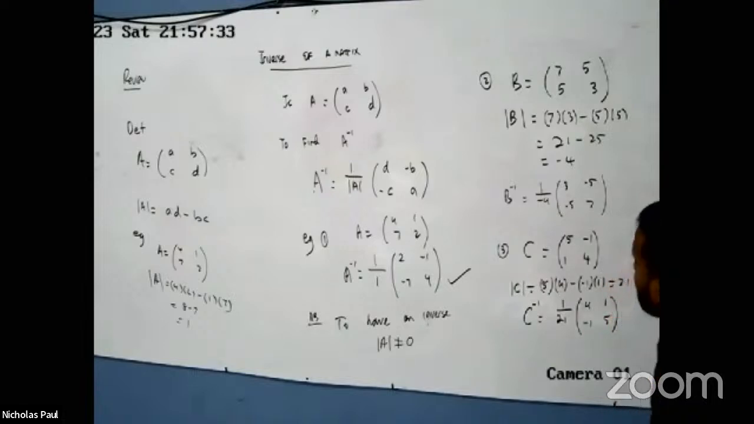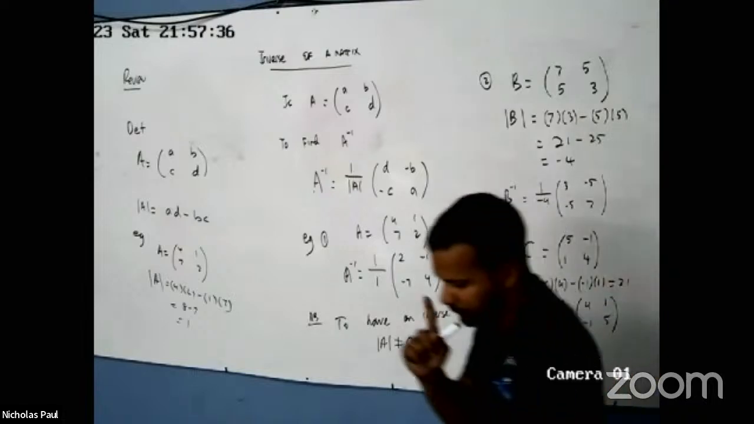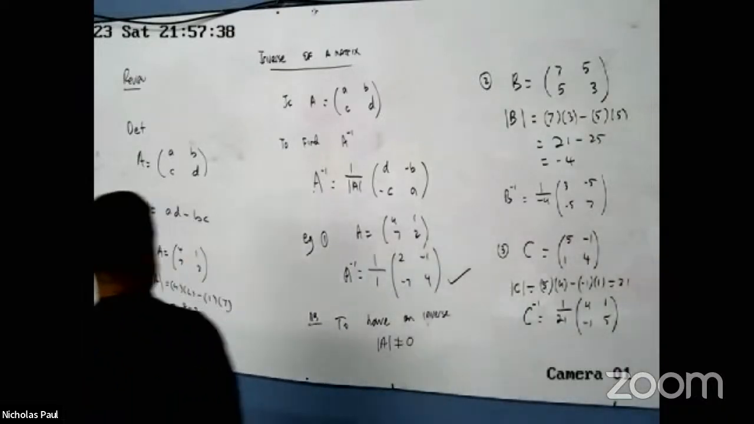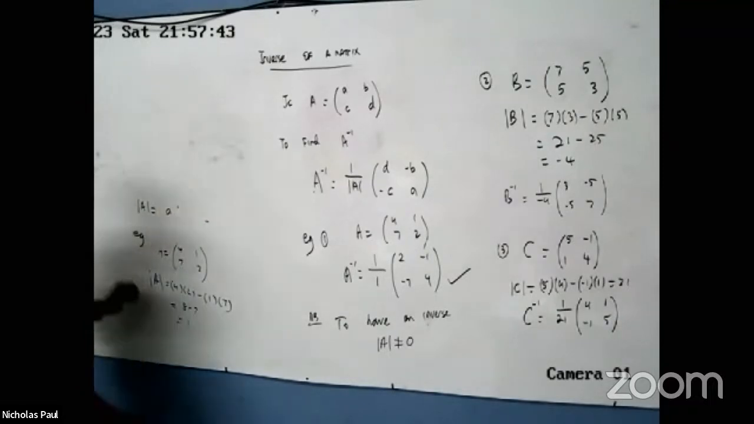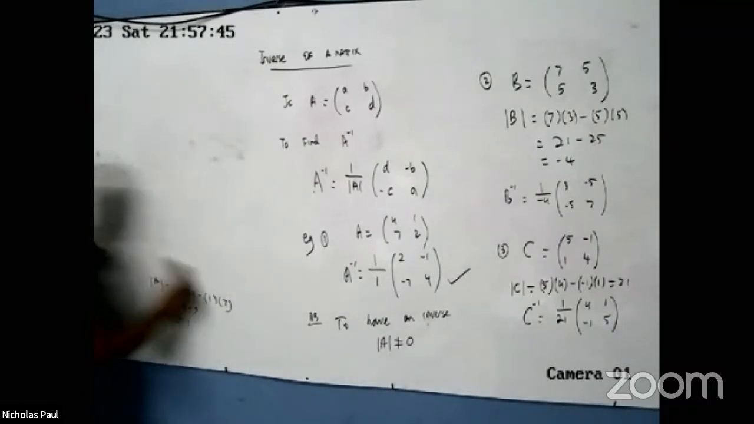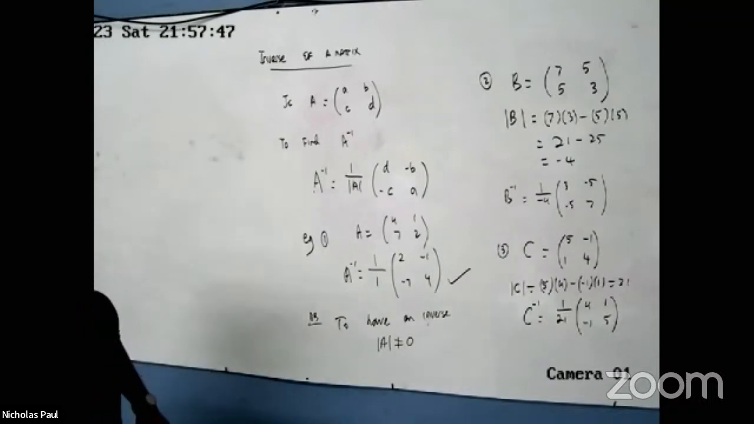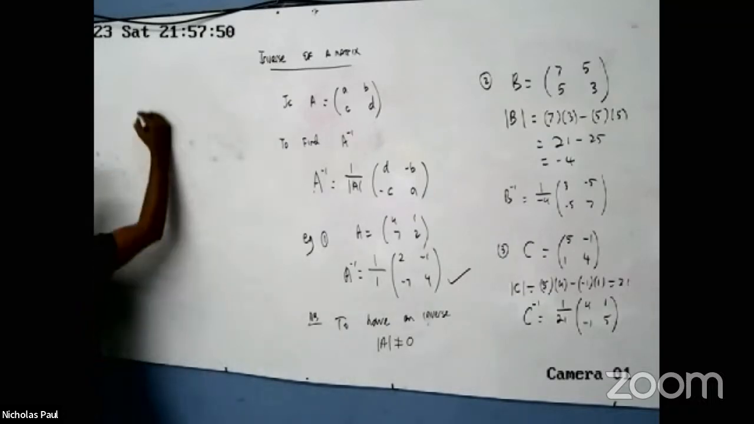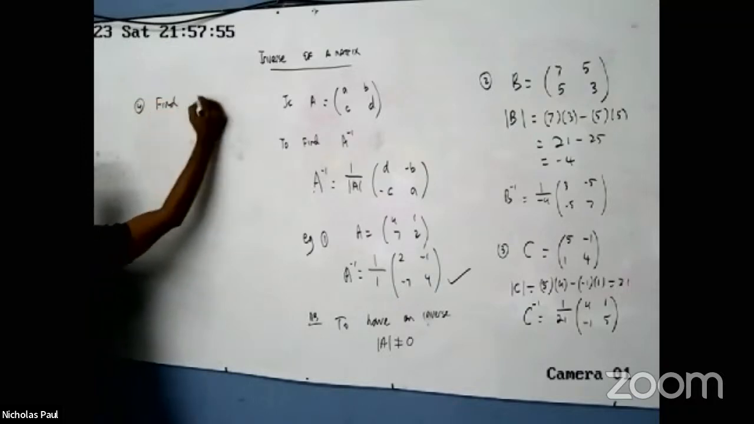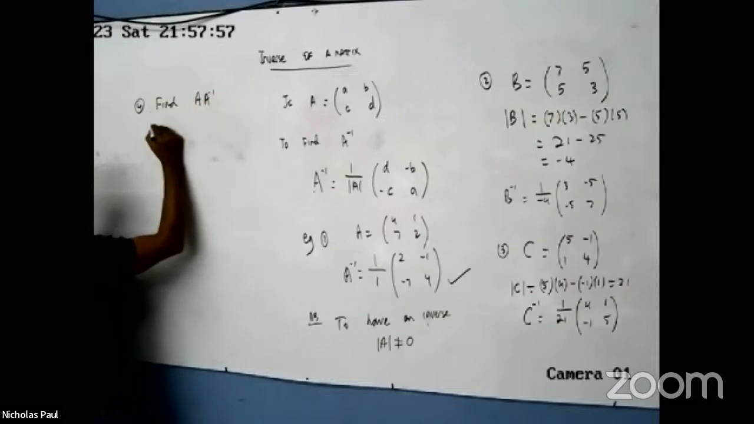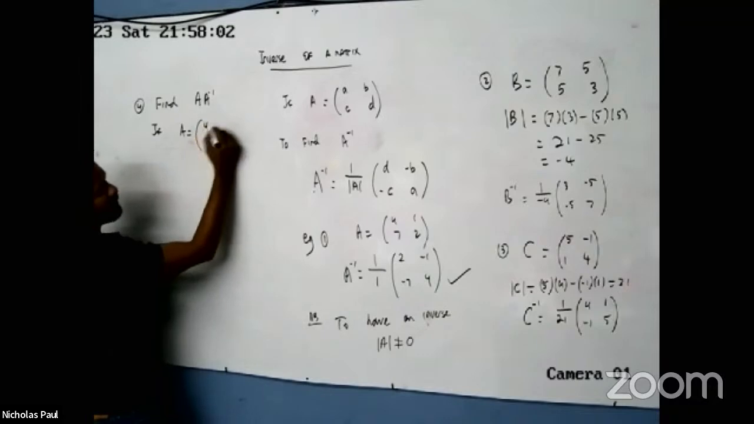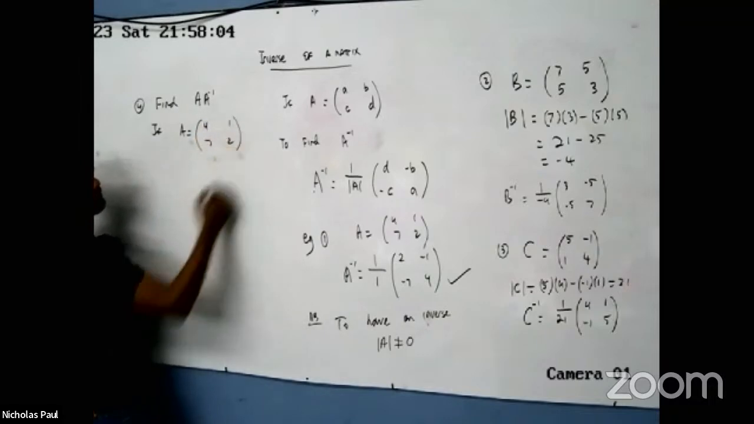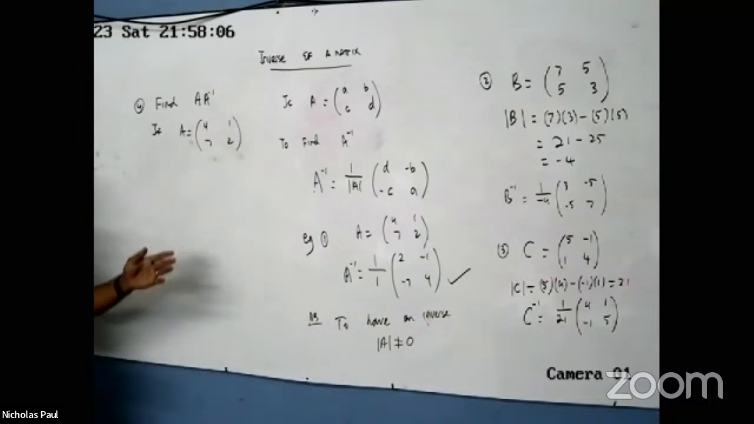Last thing. Actually, before you do that, just do me a favor here. I'll give you the same example that we had before, so you don't have to go back and find the inverse. Find A by A inverse. If A is equal to, I use the same matrix, [4, 1; 7, 2]. Don't go back and find the inverse, you already have it.